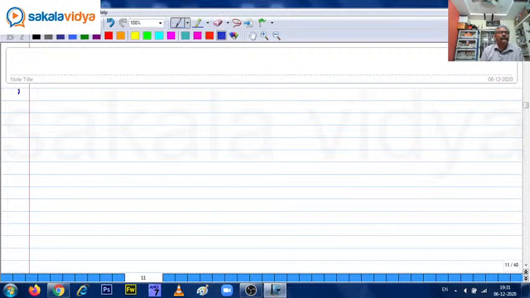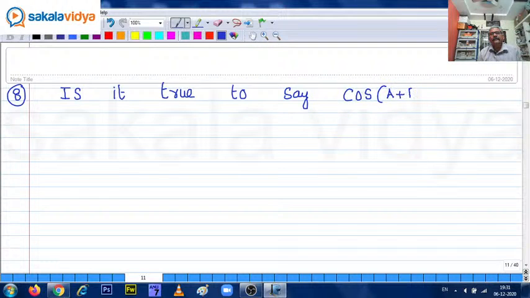Okay, 8th one. Is it true to say cos of a plus b equals cos a plus cos b? Will you try this question? Very good, Sneha Misra. False.